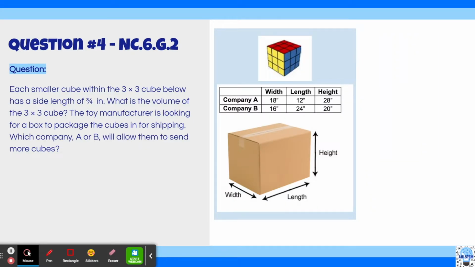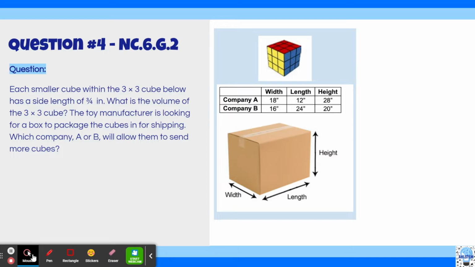Okay, let's do our fourth problem. So each smaller cube within the 3x3 cube below has a side length of 3/4 inches. What is the volume of the 3x3 cube? The toy manufacturer is looking for a box to package the cubes in for shipping. Which company, A or B, will allow them to send more cubes?